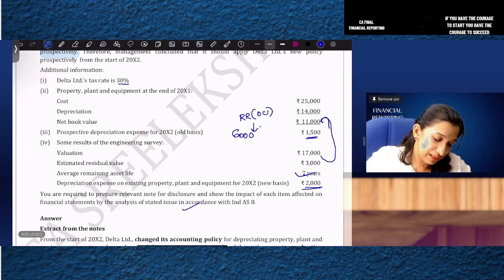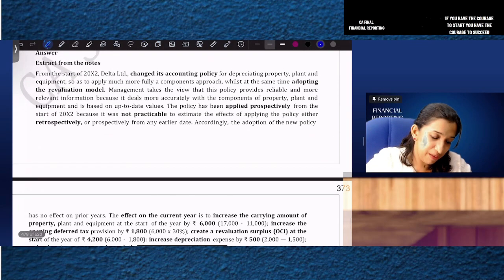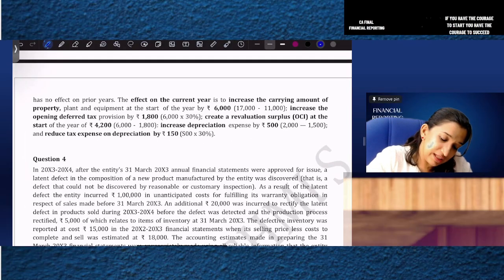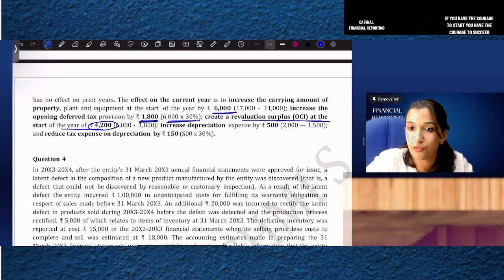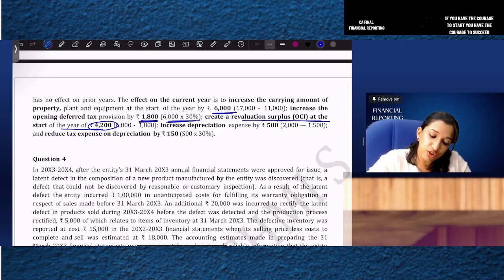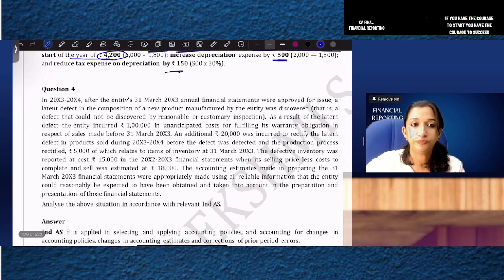So what are the impacts? The effect in the current year is to increase the carrying value by 6,000, and increase deferred tax by 6,000 into 30%. Create a revaluation surplus in OCI at the start of the year of 4,200. There is a revaluation profit and DTL, so you will show net 4,200, and depreciation increased. As a result, your current year tax will reduce by 150. That's it. Very easy.